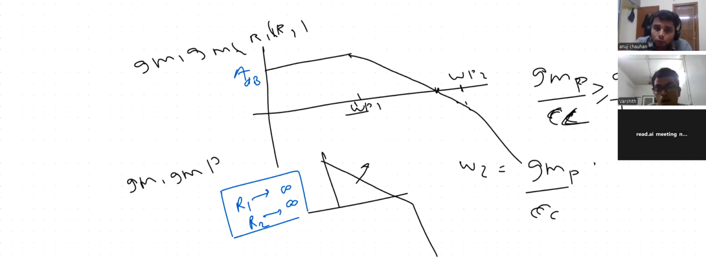So is it important to see the location of this zero with respect to omega pole 2 also? Or is it only important to see its location with respect to UGB only? With UGB, sir, mainly. With UGB is the only interesting thing we are interested in. So while calibrating phase, what is the condition for that then?